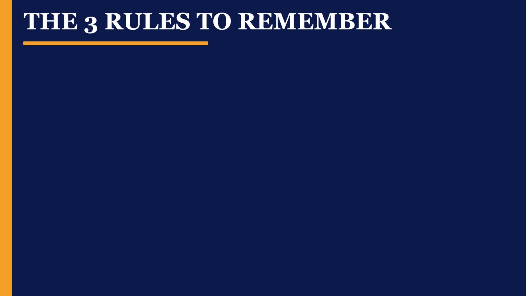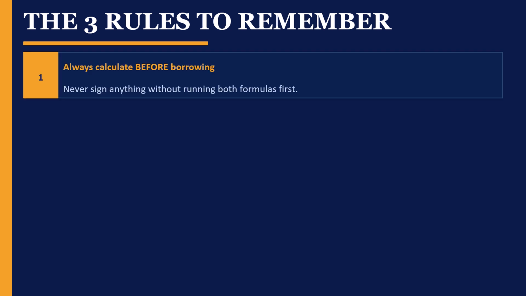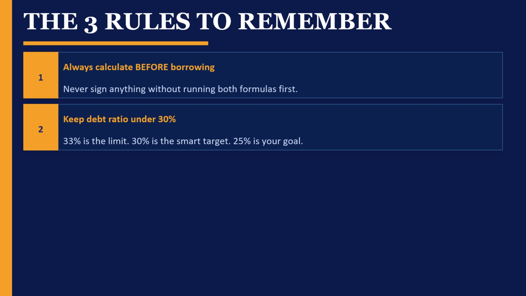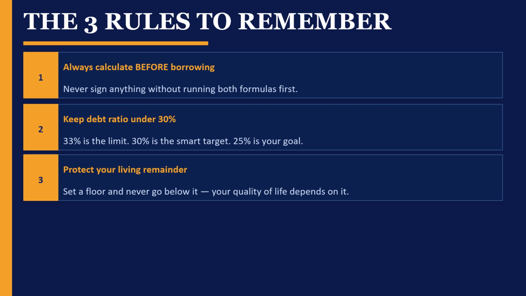Let's take rules to remember. We have 3 rules. The first, always calculate before borrowing, never sign anything without running both formulas first. Second, keep debt ratio under 30%. 33% is the limit. 30% is the smart target. 25% is your goal. And third, protect your living remainder. Set a floor and never go below it. Your quality of life depends on it.